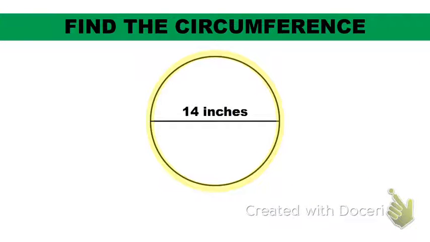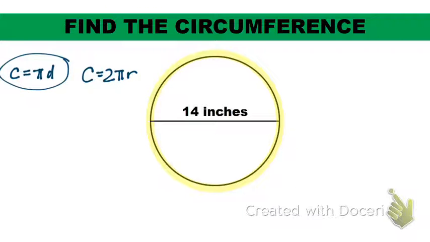Now we're going to do some examples. In this problem, we're asked to find the circumference. So for circumference, there are two formulas that we could possibly use. We can use the formula that says circumference equals pi times diameter, or we could use the formula that says circumference equals 2 times pi times radius. In this problem, we are given the diameter. So we will use this formula to solve our problem.